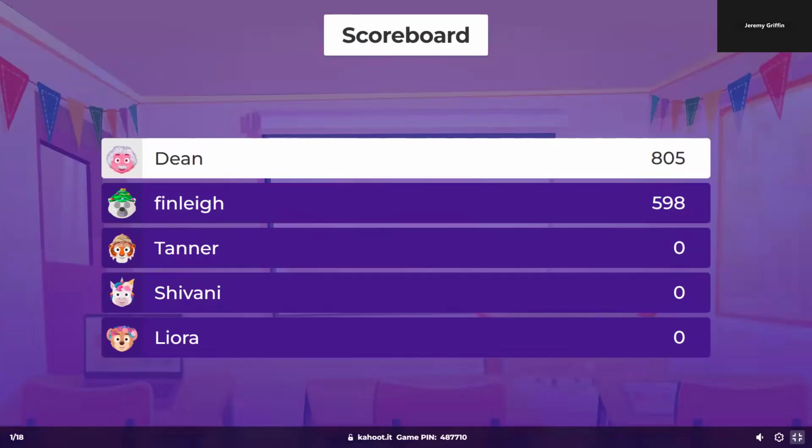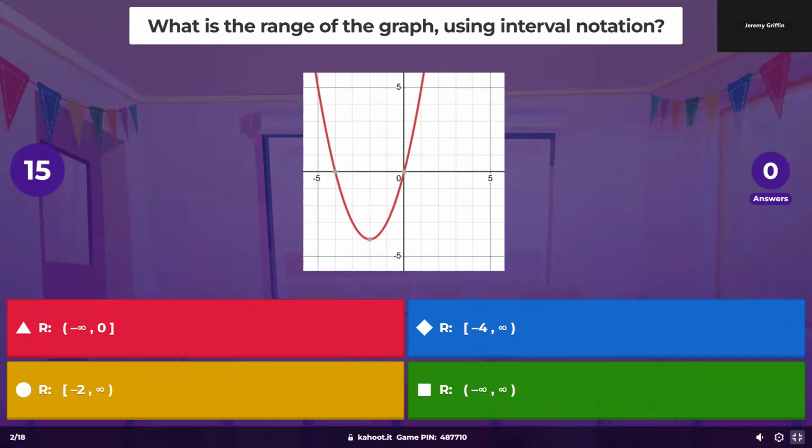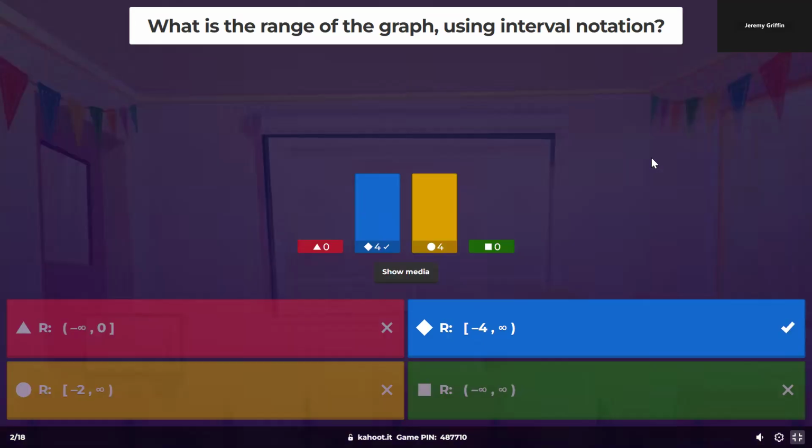All right, got some points. What's the range of this graph using interval notation? Range is possible y values. Now it looks like this goes down to about -4 or so. So it could be all the way down to -4. It could be anything above that. In interval notation, you've got brackets, parentheses.